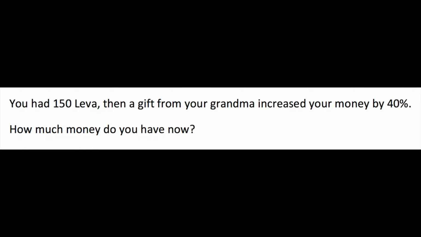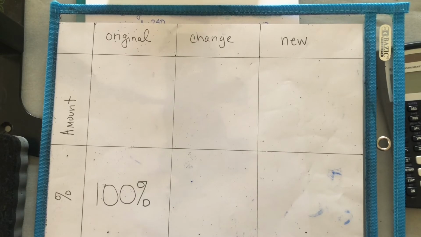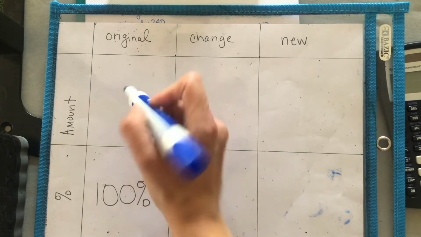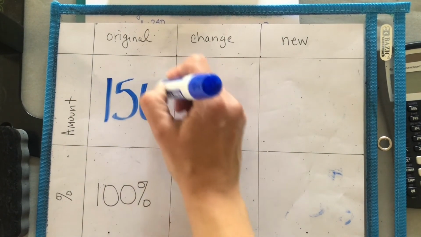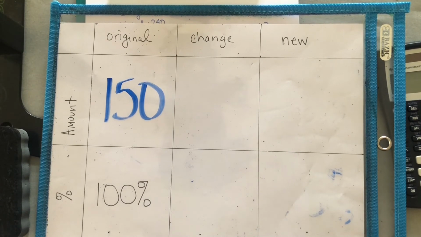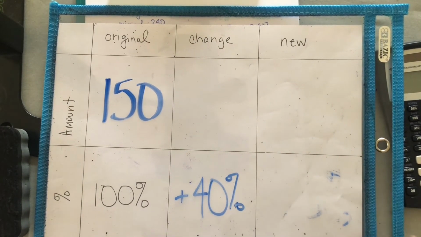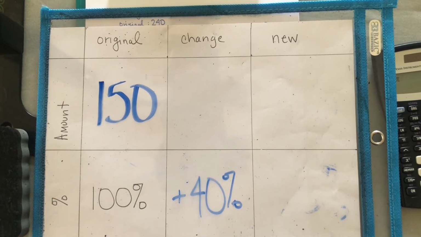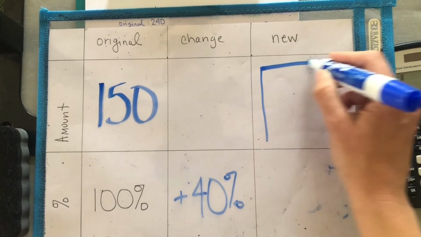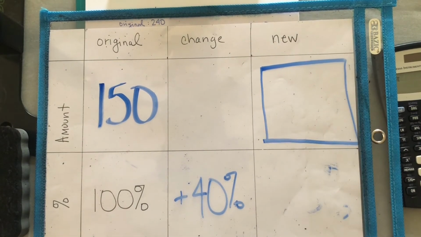The second question. You had 150 leva. Then a gift from your grandma increased your money by 40%. How much money do you have now? So in this question, the information we have is that I had 150 leva. So that would be the starting amount because that was what I started with. Then a gift from grandma increased your money by 40%. So that's a 40% increase in your money. And the question is, how much money do you have now? So that is the goal.